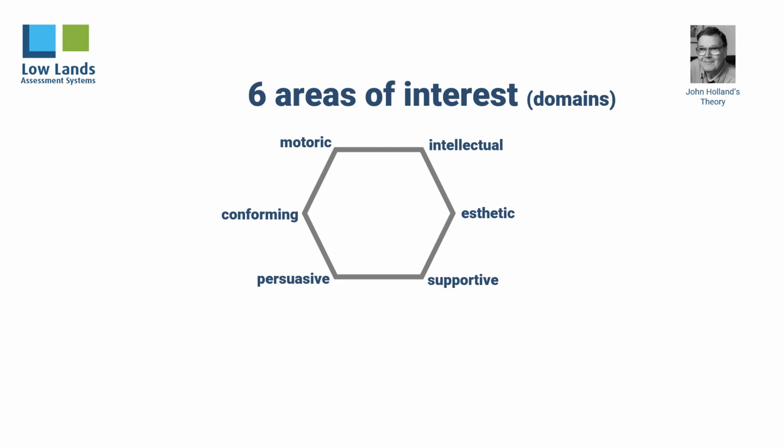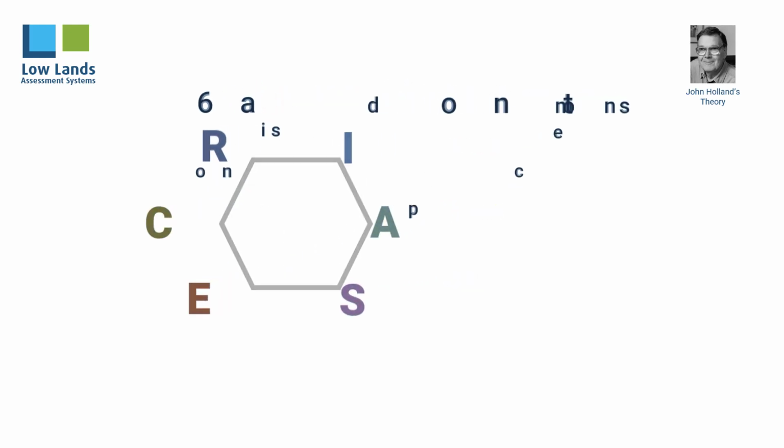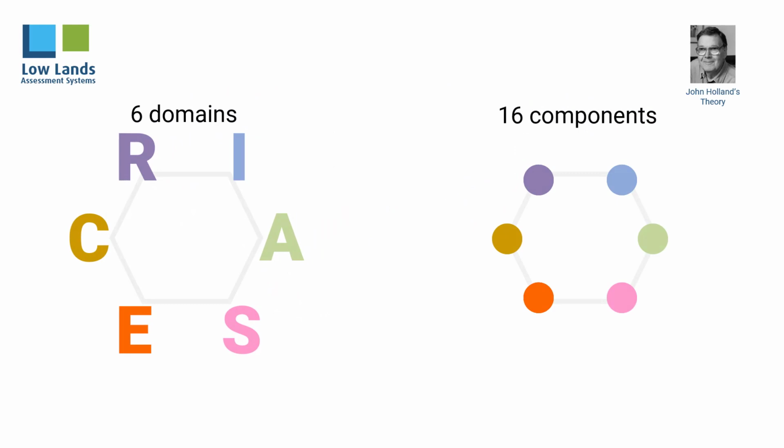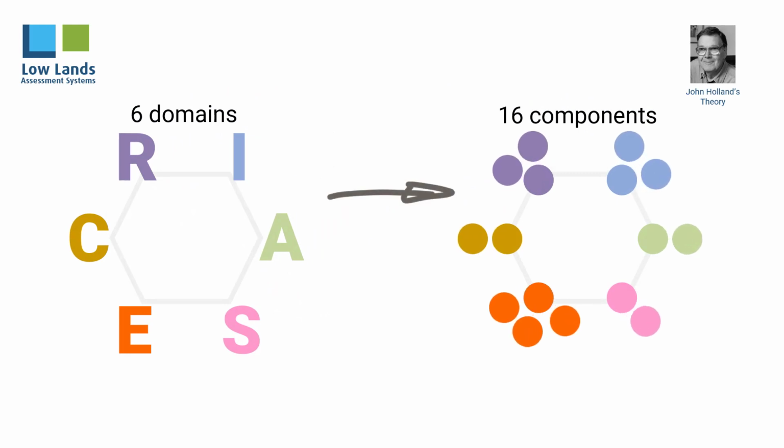Relatively quickly, the naming of the 6 areas changed to the terminology we still use today. Realistic, investigative, artistic, social, enterprising and conventional. The 6 domains are composed of a total of 16 components. Let's list them real quick. And of course, if you want to know more, for each domain we have created several tutorials describing the components in detail, including practical examples.